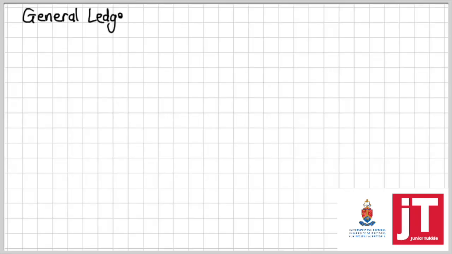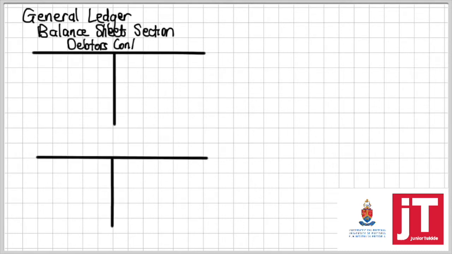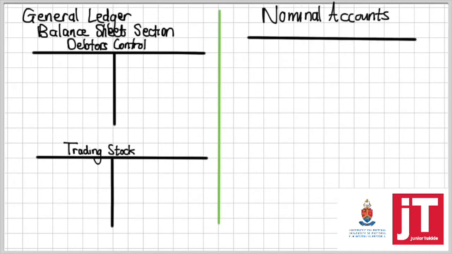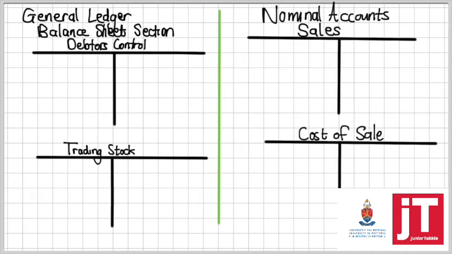Now we are going to look at the general ledger. So we have to open the accounts. There are 4 accounts applicable when we post the debtors journal. First of all, the balance sheet accounts will be your debtors control and your trading stock, and your nominal accounts will be your sales and cost of sales.